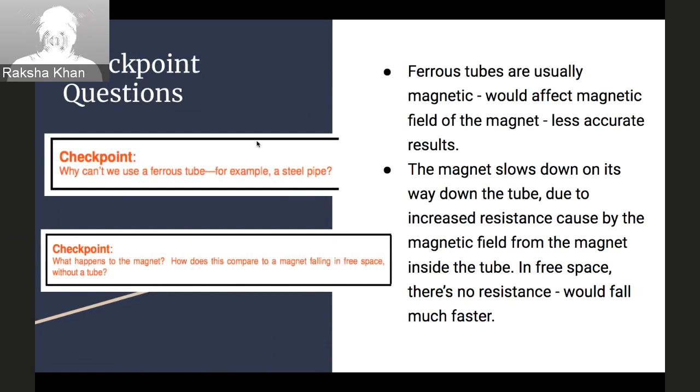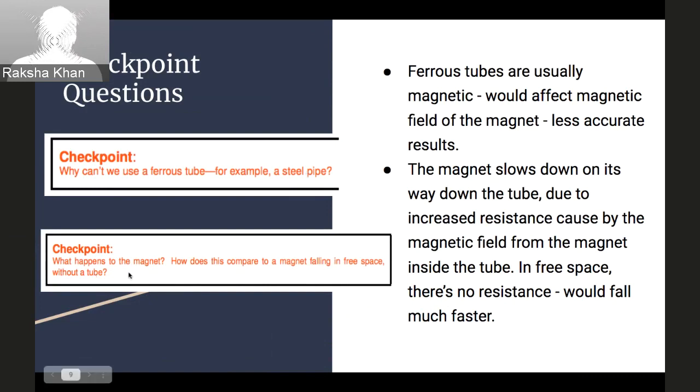Answering the checkpoint questions, the first one is why can't we use a ferrous tube like a steel pipe? And this is because ferrous tubes are usually magnetic, and so if we used a ferrous tube, it would affect the magnetic field of the magnet, and that would result in less accurate results for the experiment.